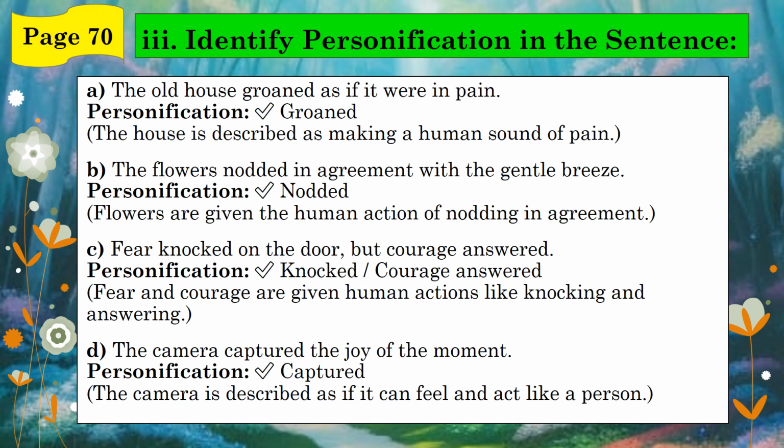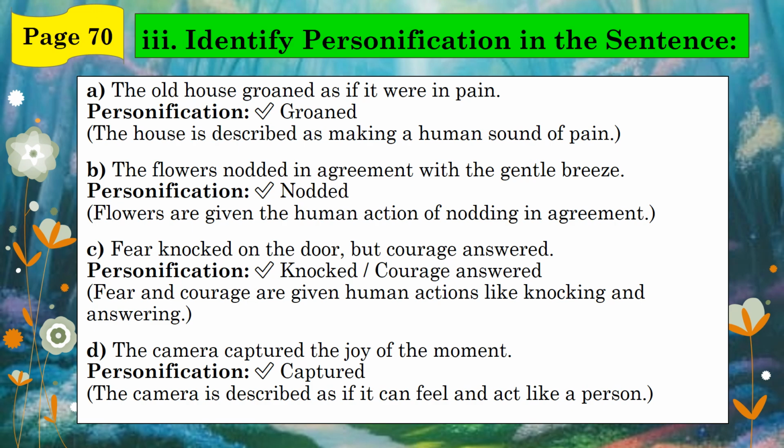Let's now identify the personification in these sentences. 1. The old house groaned as if it were in pain. The personification is groaned. The house is described as making a human sound, as though it's alive and suffering. 2. The flowers nodded in agreement with the gentle breeze. Here, the word nodded is personification. Flowers can't actually nod, but this makes them seem alive and responsive to the breeze.